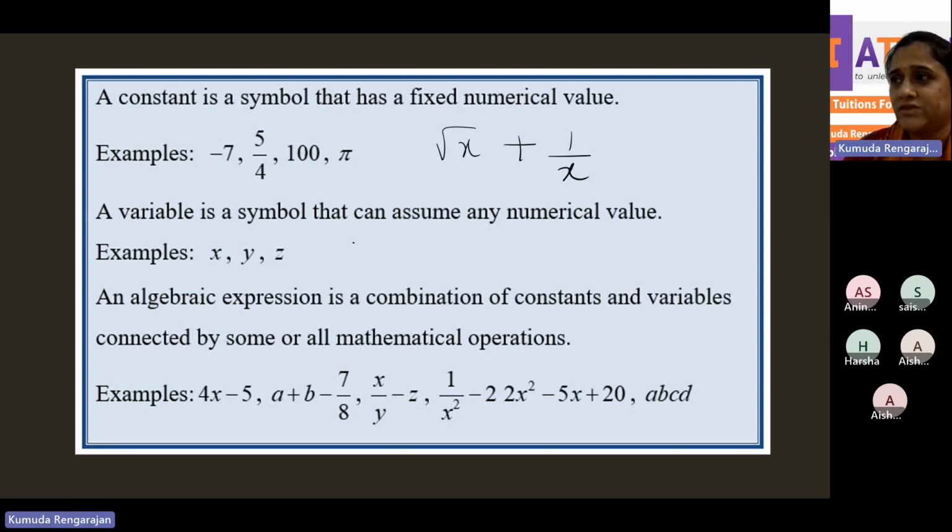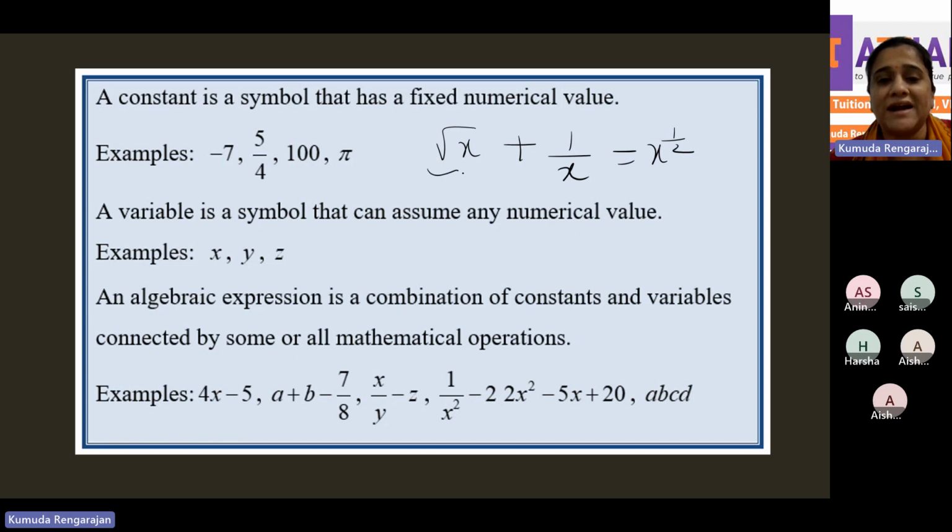So again, we'll see more of this next year. I'm just giving you an example. Maybe you want to know how an algebraic expression which is not a polynomial looks like. One of the infinitely many examples is this: root x plus 1 by x. Root x means x to the power 1 by 2.